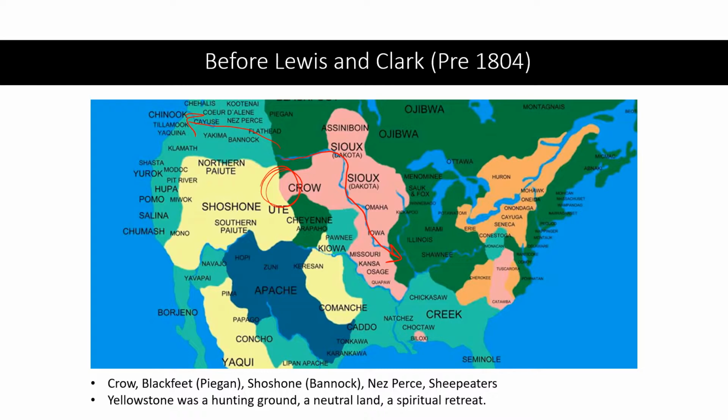A specific tribe of Blackfeet called the Piegans will figure into our story later on. So they'll come back into our story. But what we know is Yellowstone was a hunting ground. With the exception of the Sheep Eaters, it doesn't look like many native people lived there year round. So it was sort of a neutral land where tribes could come to hunt before returning to their home territories, and it was perhaps a spiritual retreat for these native peoples.